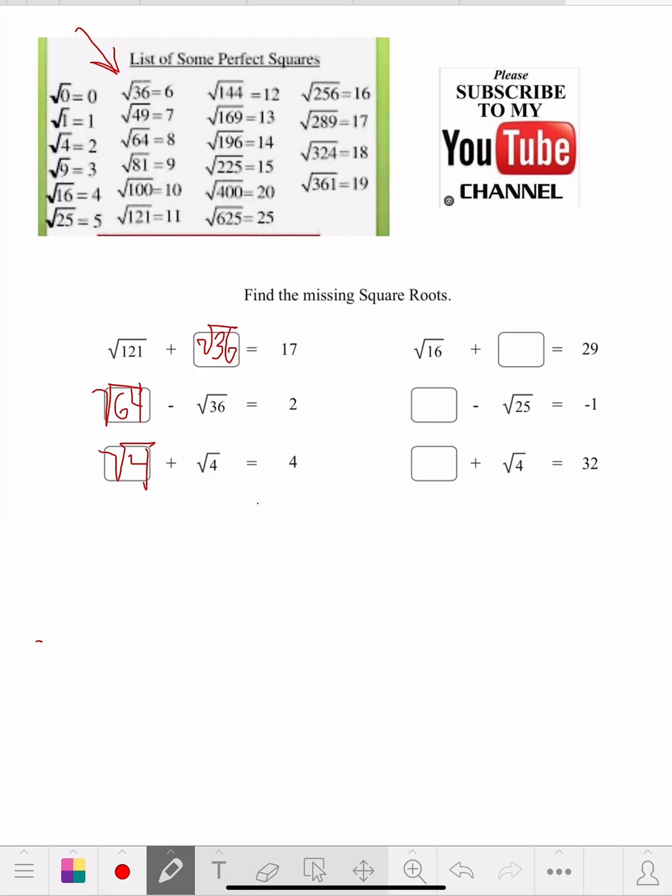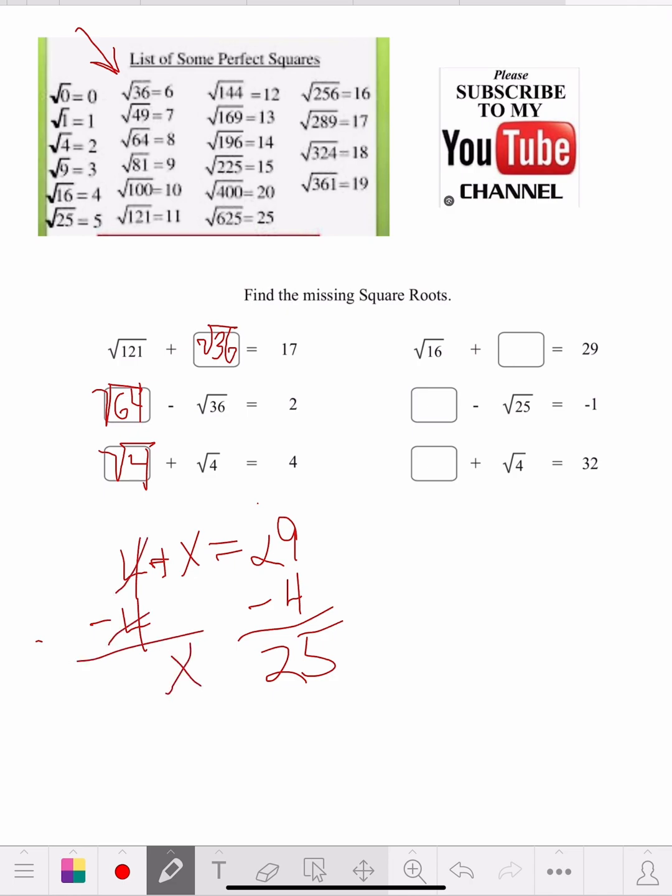Let's do the next one. It's the square root of 16, which we know is 4. So 4 plus x equals 29. We have to get x by itself. We subtract 4 from this side. What we do to one side, we do to the other side. So this comes down to 25. These two cross out. The x comes down. X equals 25.